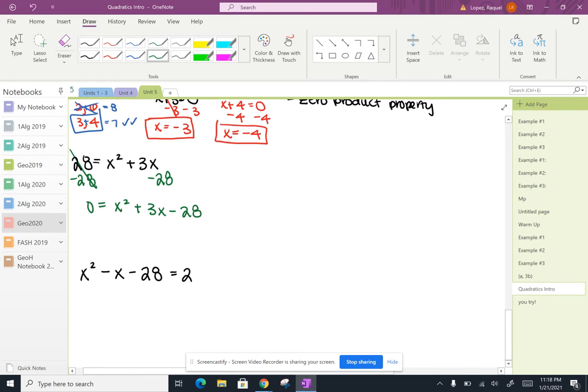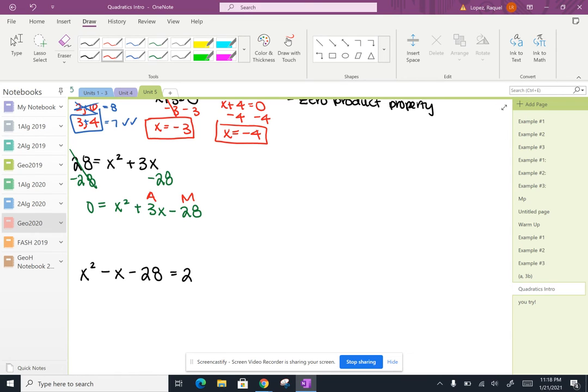Now everything is set equal to 0, and I have my exponents written in descending order. What I mean by that is that my x squared term is the first thing that I see. And then it's the term that has the x followed by my constant. So things are in order. Now we can go ahead and factor. So remember, we're looking for two numbers that now add to positive 3 and multiply to negative 28.